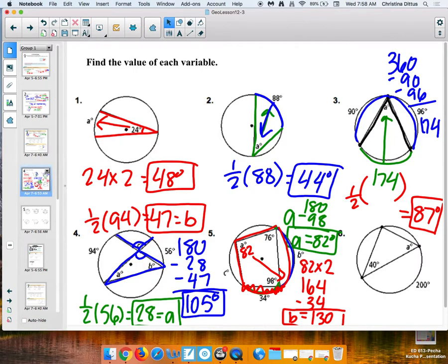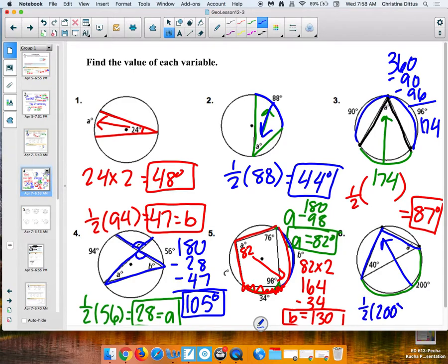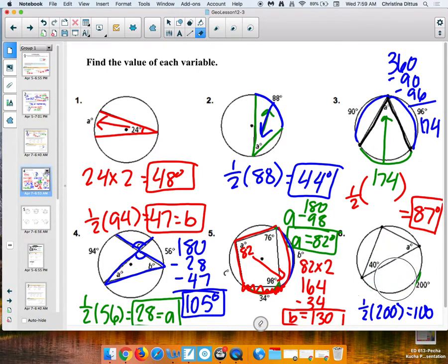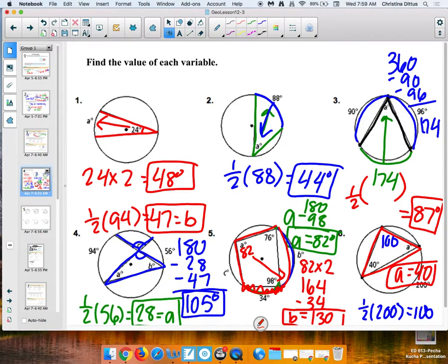I am running out of room real quick. This guy is 200. This angle is inscribed, so when we bring this in, we half 200. So this guy is 100. Let's write that down real quick. You've got a triangle. Triangles add up to 180. I got 140 so far, so A has to be 40.